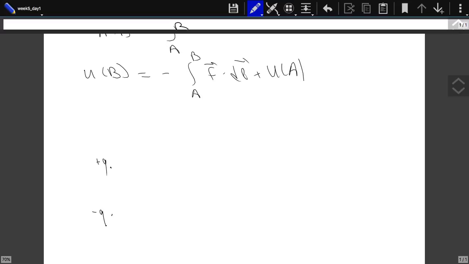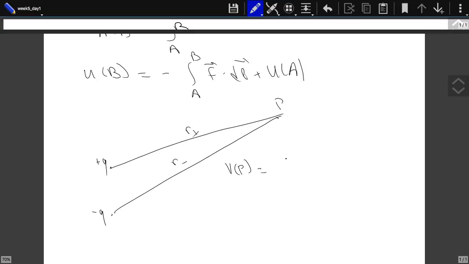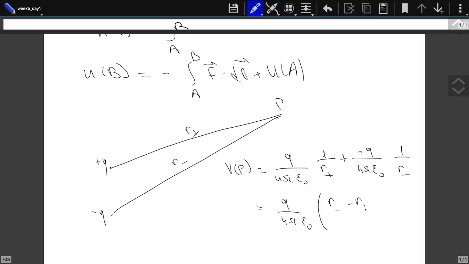And then whenever we want to calculate the potential, let's say, at a given point, then it's just the sum. Let's say this is R plus, this is R minus. The potential at the point P is Q over 4 pi epsilon 0, 1 over R plus, minus Q over 4 pi epsilon 0, 1 over R minus. And then we said that this is equal to Q over 4 pi epsilon 0, R minus minus R plus, divided by R plus times R minus.